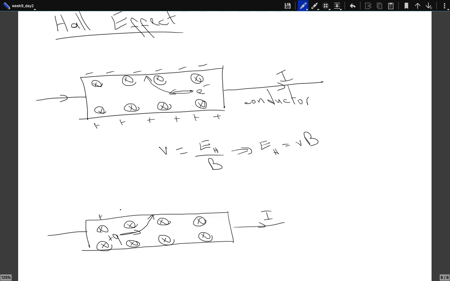So the upper edge will be positively charged. And the lower edge will be left negative. And again, it will just keep going until E_H will be V cross B, V times B. But you see, compare the two. If the charge carriers are negative, the upper edge will be charged negative. If the charge carriers are positive, the upper edge will be charged positive. So by looking at whether this edge is charged positive or negative, you can tell whether the charge carriers of your material are negative or positive.